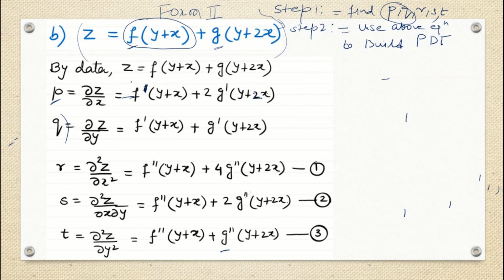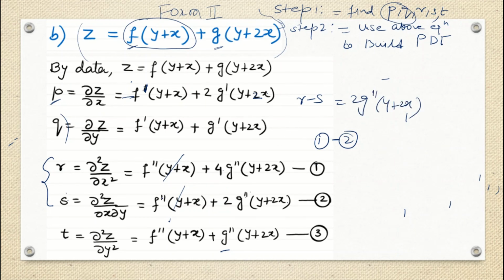So it is totally up to us how we start. We can use any two of these equations to start with, because all are of the same nature, correct? So what will happen? If I subtract equation number 1 and equation number 2, these two things will get cancelled. That means r minus s will give you 2g double dash y plus 2x.